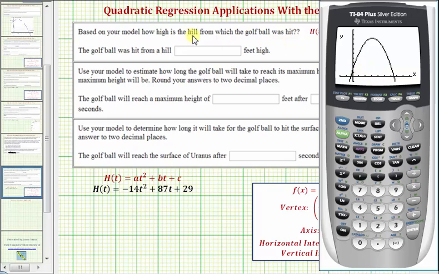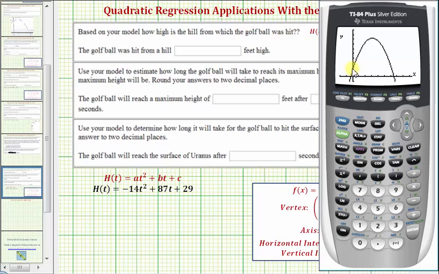Going back to our questions, based upon the model, how high is the hill from which the golf ball was hit? So the key to answering this question is recognizing that when the ball is hit, that's when time t equals 0. So looking at the graph, that would be the h-coordinate of this vertical intercept.